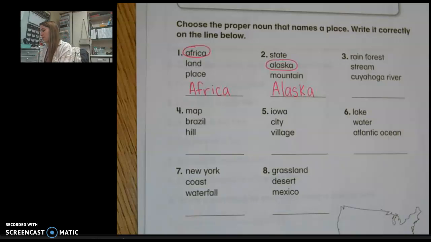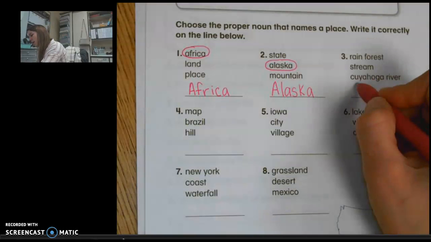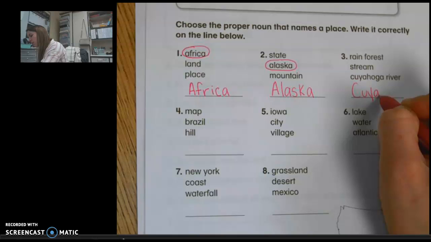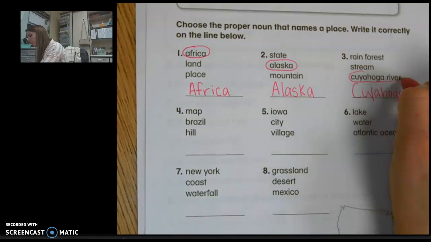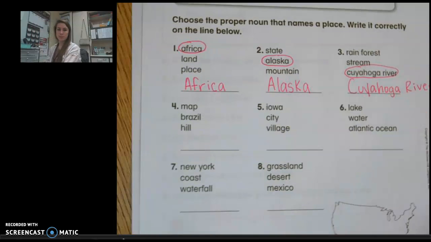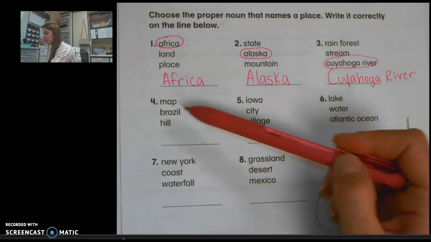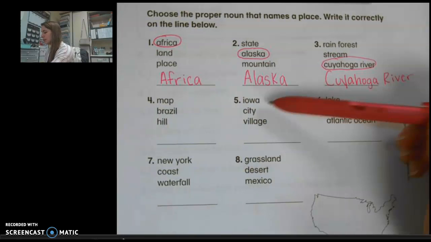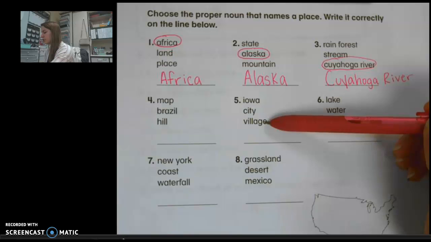Remember, if you have 2 words in the proper noun, you have to capitalize both. For example, rainforest, stream, Cuyahoga River. If I am choosing Cuyahoga River, I need to capitalize Cuyahoga and River because I'm talking about a specific river. So that word also has to be capitalized. Number 4, we have map, Brazil, hill. Number 5, we have Iowa, city, village.